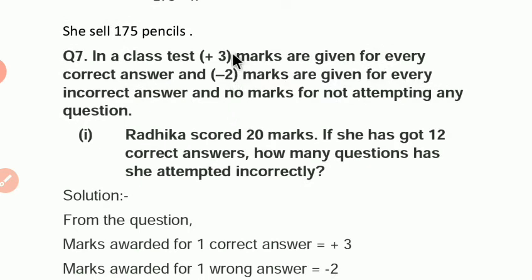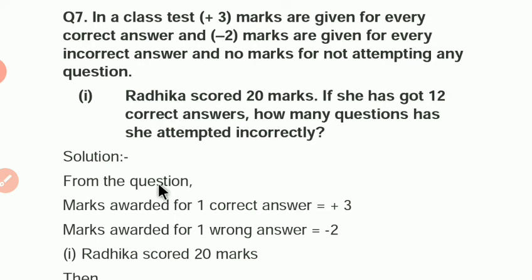Then question number 7. In a class test, plus 3 marks are given for every correct answer and minus 2 marks are given for every incorrect answer, and no marks for not attempting any question. First one, Radhika scored 20 marks. If she got 12 correct answers, how many questions has she attempted incorrectly?